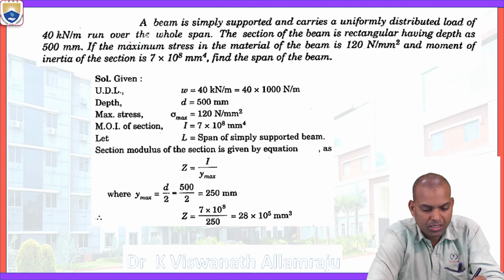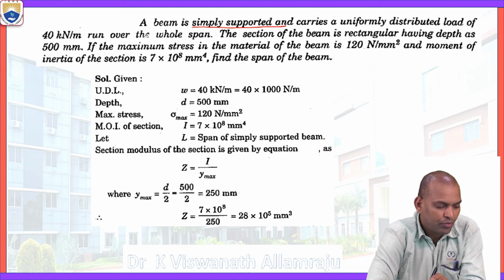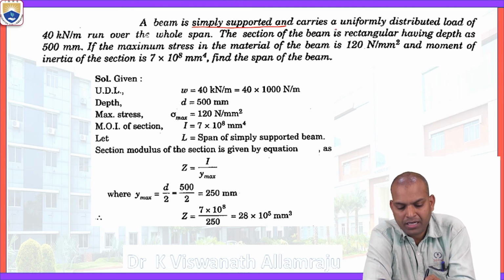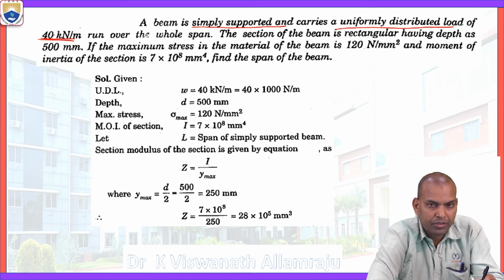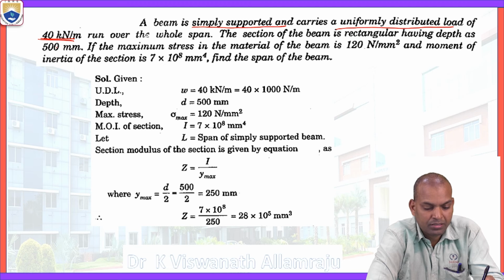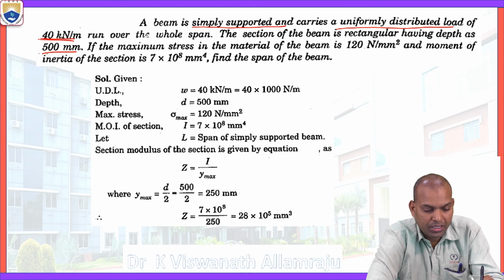The sum here: a beam is simply supported. Is it clear? The beam is simply supported, and what type of load is it carrying? It is carrying a UDL, a uniformly distributed load of 40 kilonewtons per meter run over the whole span. The section of the beam is rectangular, having a depth of 500 millimeters.